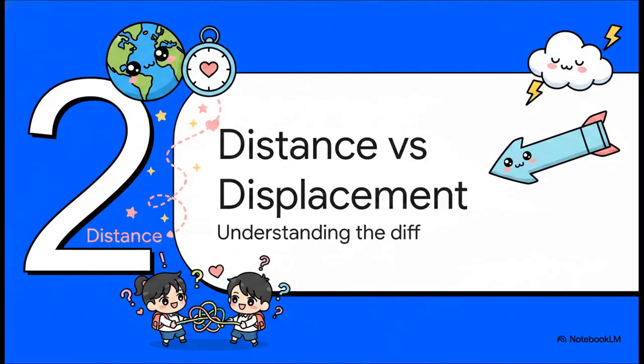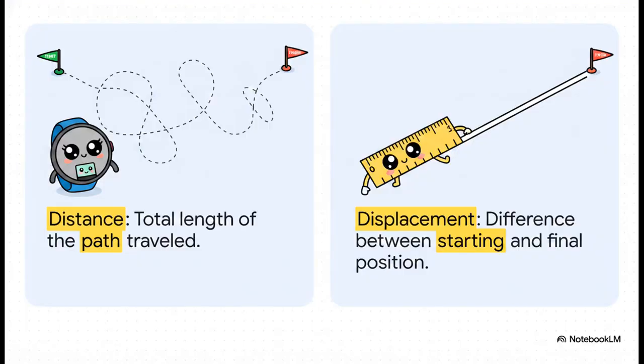Moving right along to Section 2, distance versus displacement. We really need to untangle these 2 vocabulary words because students confuse them all the time. On one hand, we have distance. Distance tracks every single step, twist, and turn of the path you take. If your smartwatch logs your morning jog, that's distance. But on the other hand, we have displacement. Displacement couldn't care less about the winding path you took. It is strictly the shortest, straightest line between where you initially started and where you finally ended up.